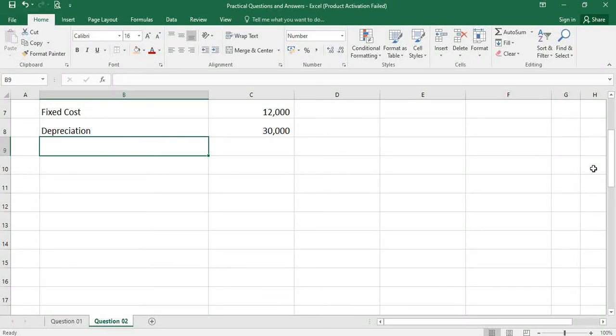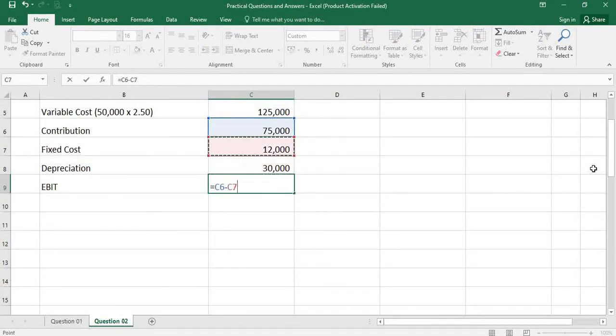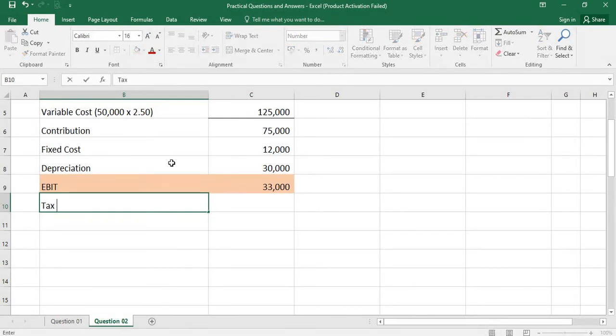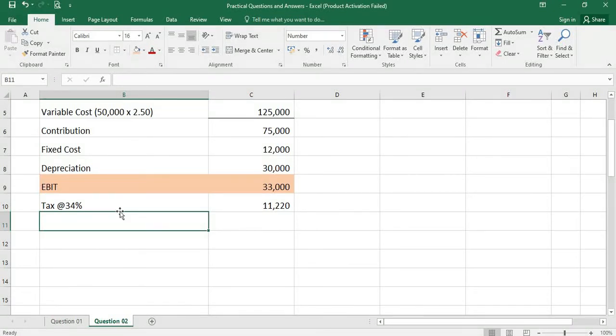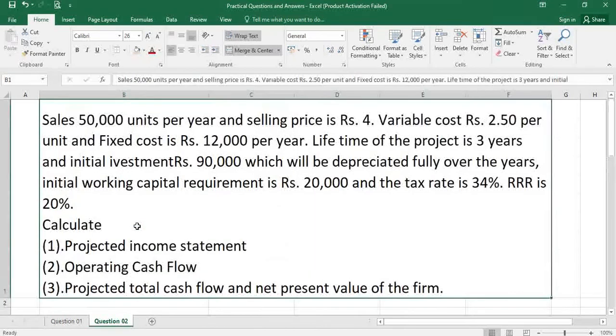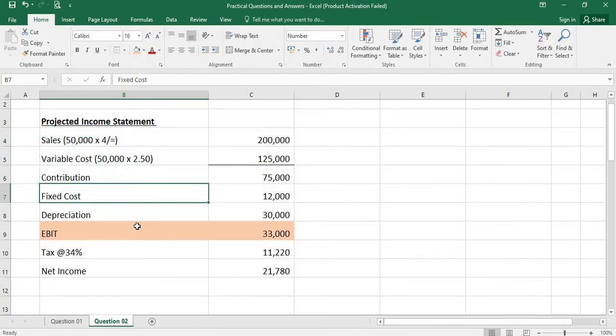Let's find the earning before interest and tax, EBIT in short form. 75,000 minus 12,000 minus 30,000. So you have found EBIT 33,000. And again, if you calculate tax at 34% for this 33,000, how much? 11,220 rupees. Now you can find net income. This is the answer for the projected income statement or pro forma income statement.